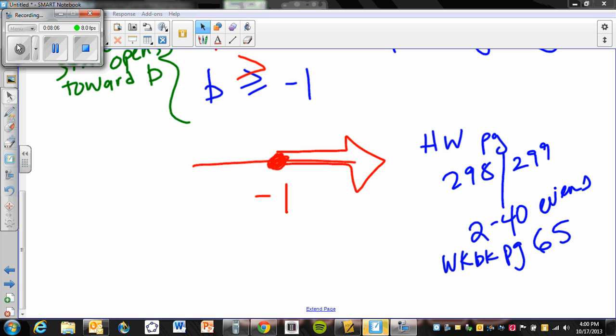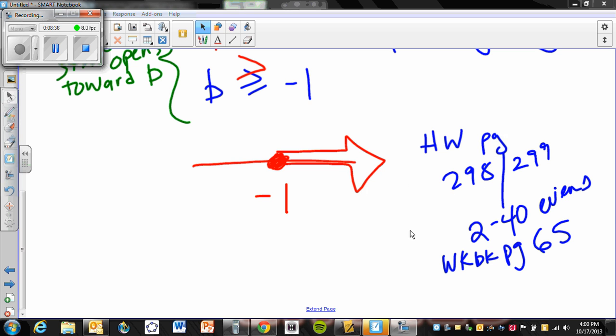Your assignment, should you choose to begin, homework, page 298 and 299, 2 through 40 evens, and we will also do workbook page 65. I had a couple parents ask me if they're still bringing home homework, and the answer is no. We are turning it in class every day. There are a couple days where we might have an exception, but for the most part, they will be doing this work in class and turning it in before they leave.